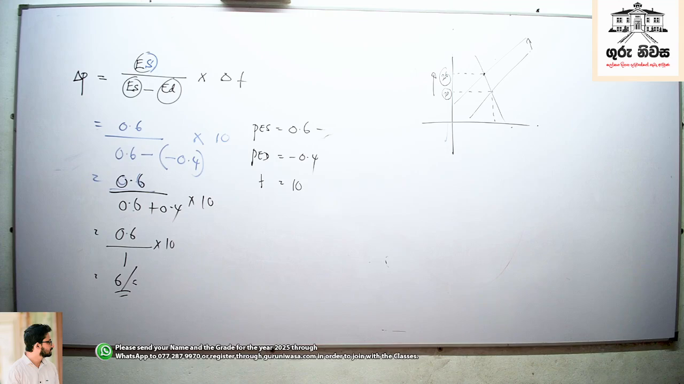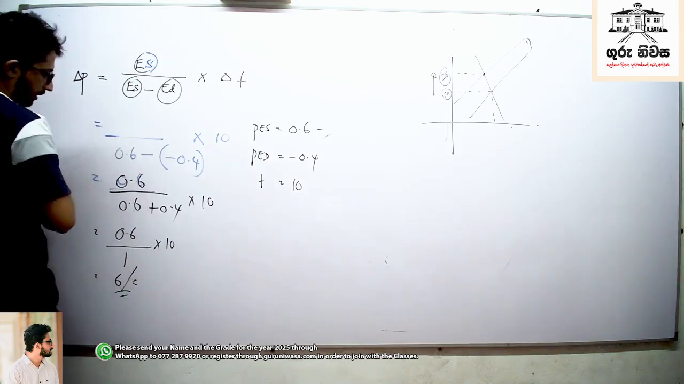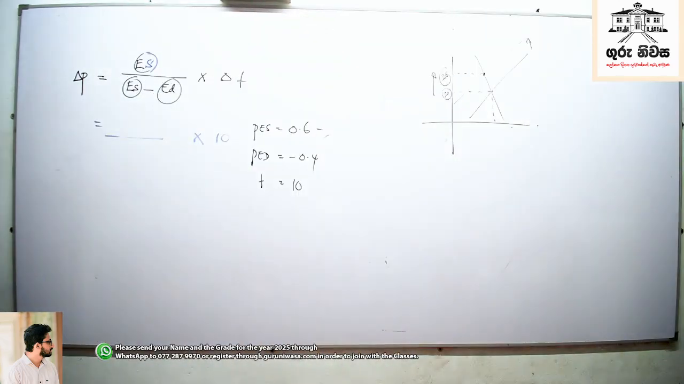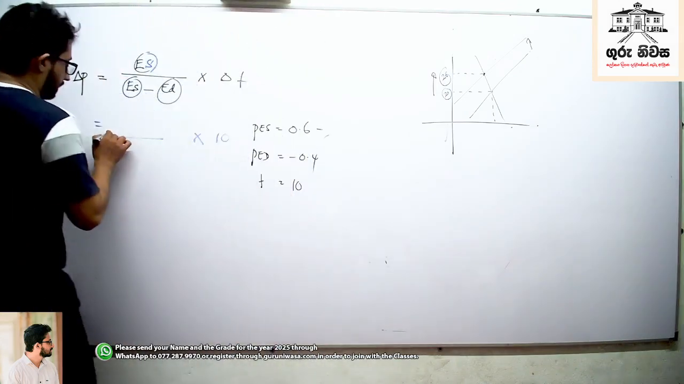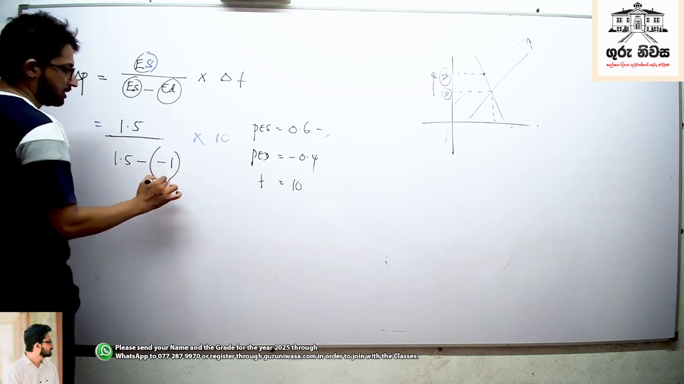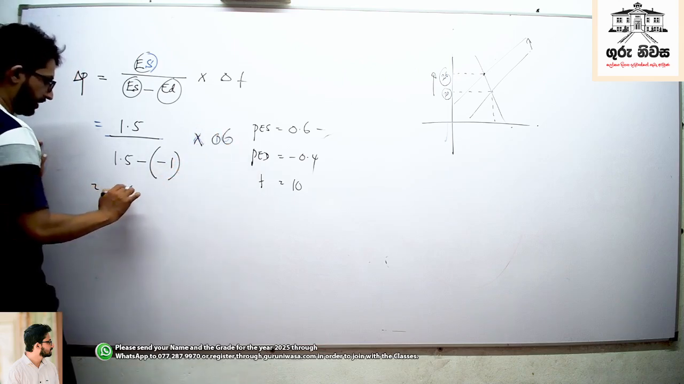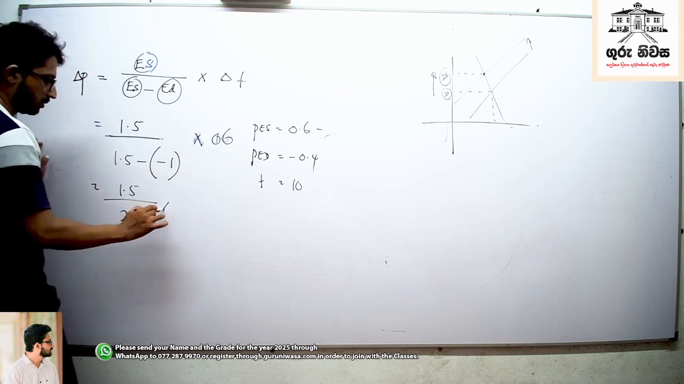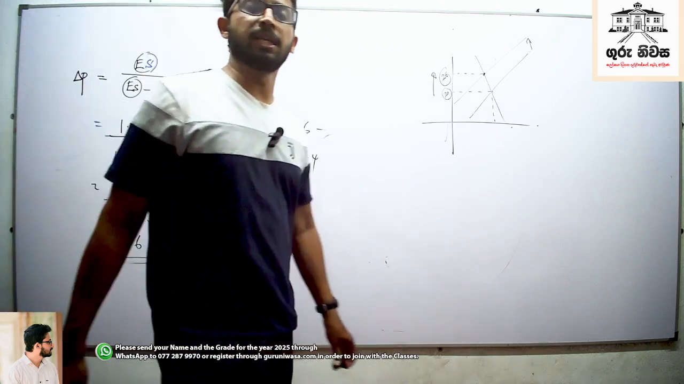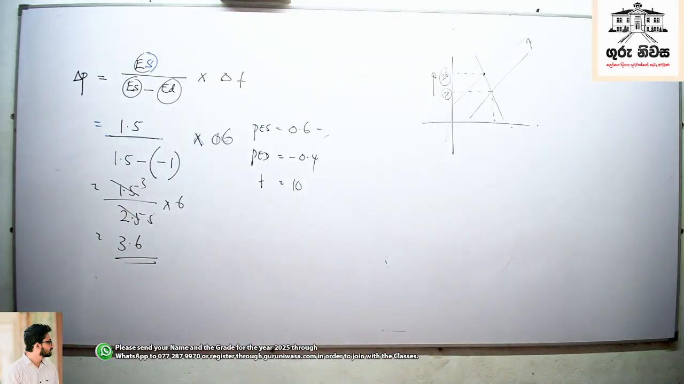Okay, because price elasticity of supply is 1.5, it is 1.5 divided by, again price elasticity of supply 1.5 minus price elasticity of demand, which is minus 1, into unit tax, which is 6 rupees. 1.5 divided by, here it's added, so it should be 2.5 into 6. It means 3.6. Equilibrium price will increase by 3 rupees and 60 cents.